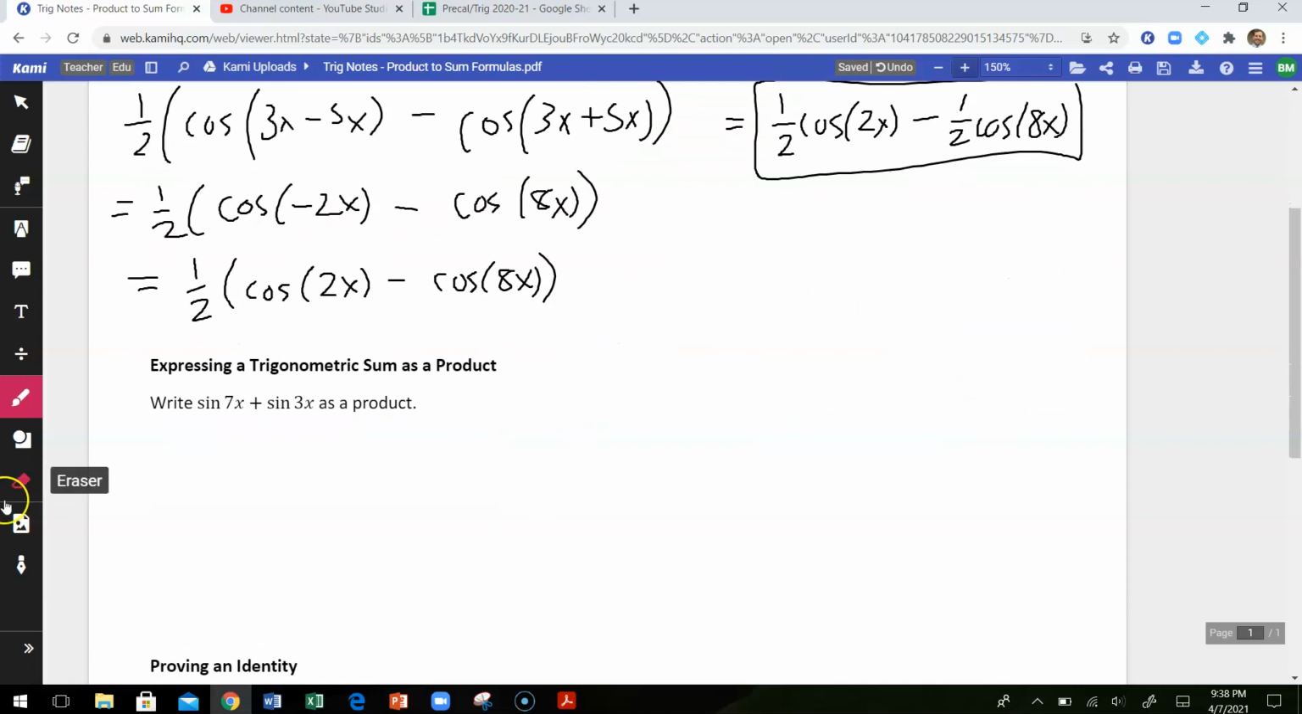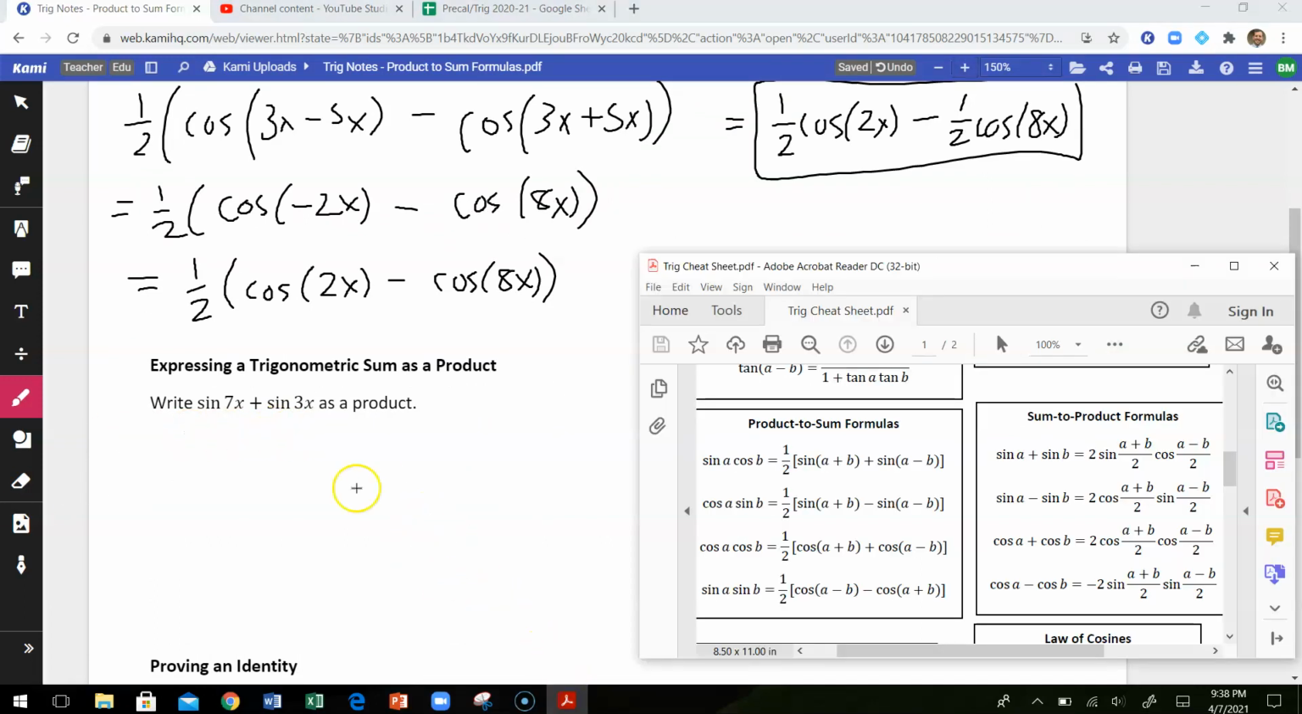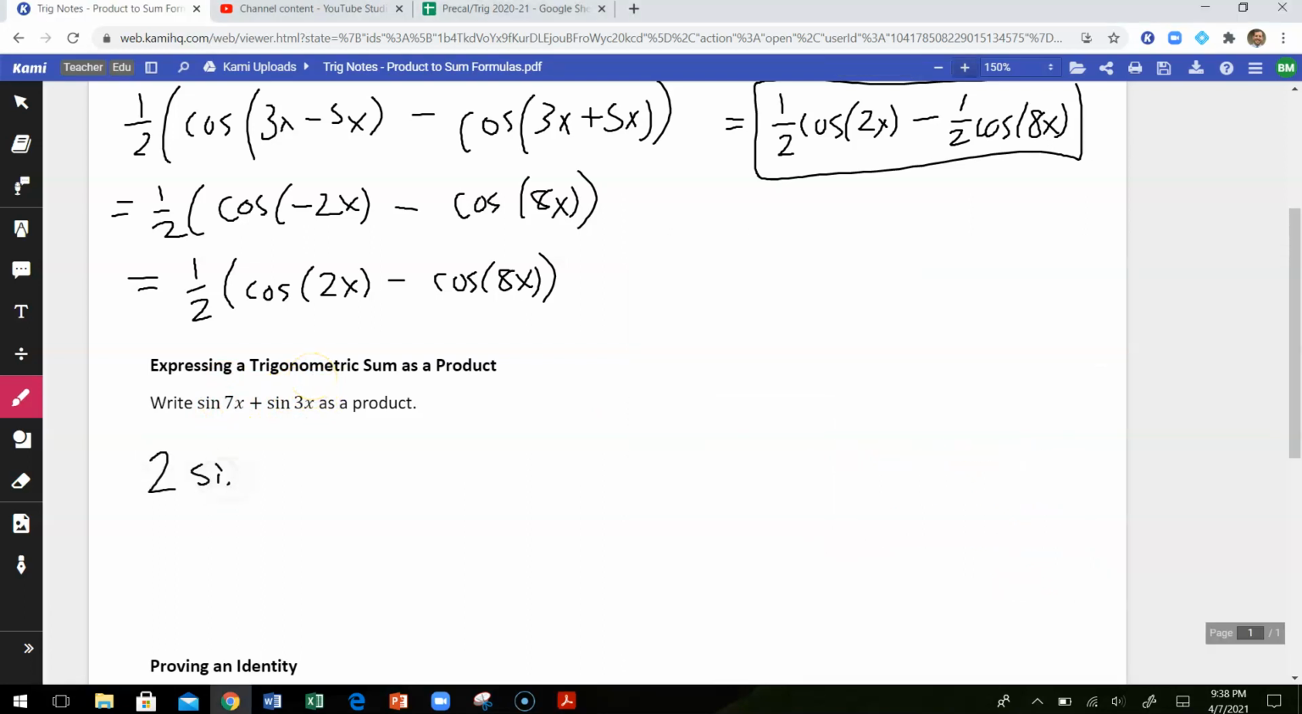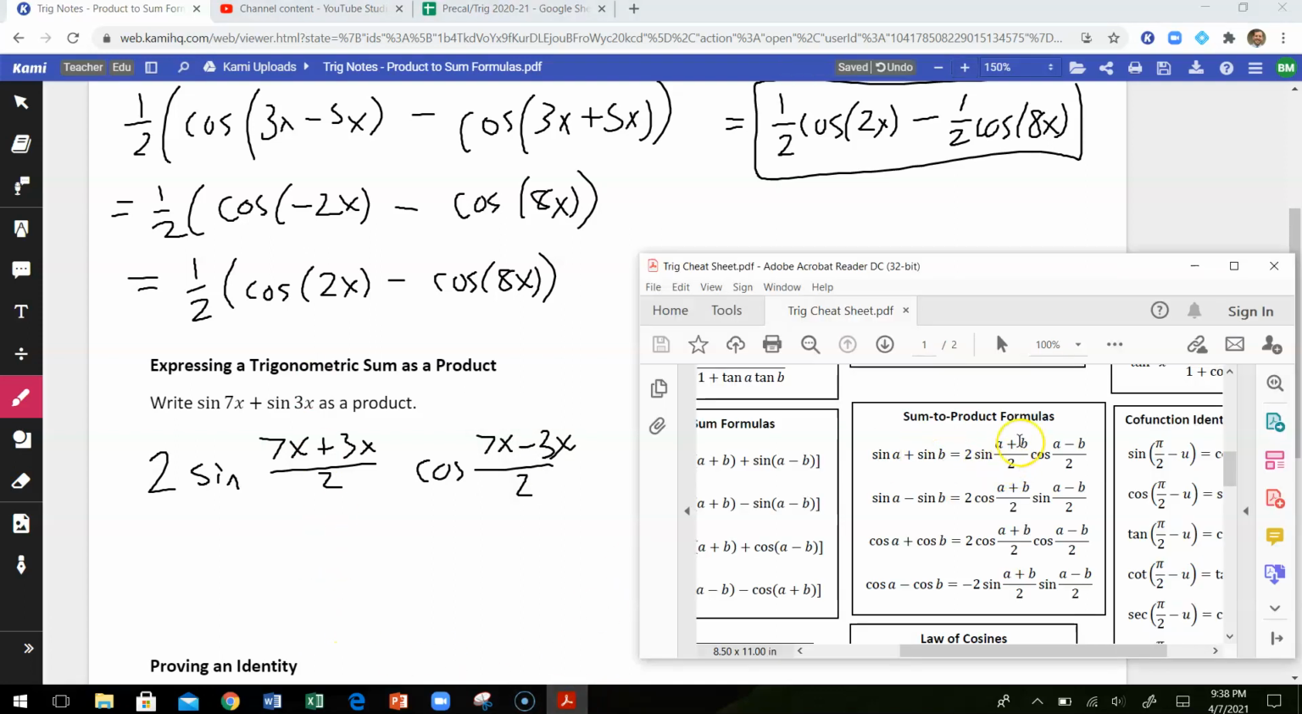Alright, next example we're going to do the opposite. So we're going to go from a sum to a product. So here we have sine of 7x plus the sine of 3x. So if I go from a sum to a product, we're going to use this formula. So we're going to do 2 times the sine of a plus b over 2 times the cosine of a minus b over 2. So here a is 7x and b is 3x. So we've got 2 times the sine of 7x plus 3x over 2 times the cosine of 7x minus 3x over 2. I just want to make sure I did that right. So it's a plus b, sine of a plus b over 2, and cosine of a minus b over 2.